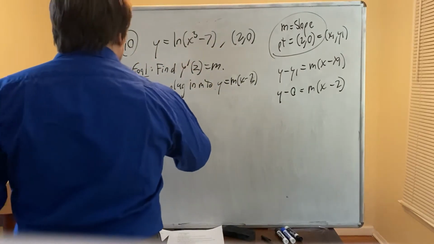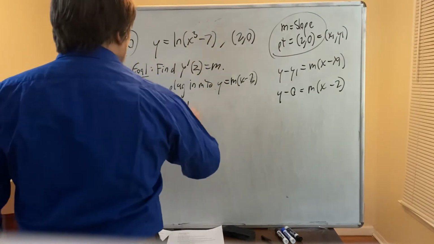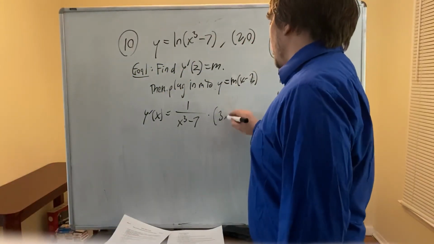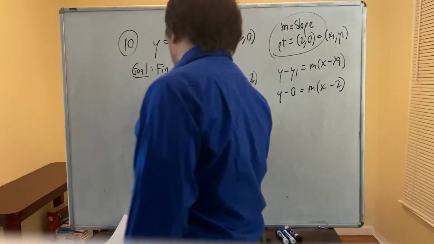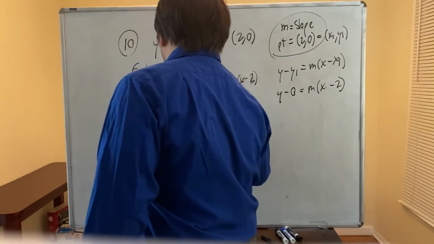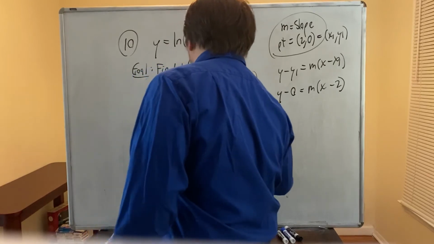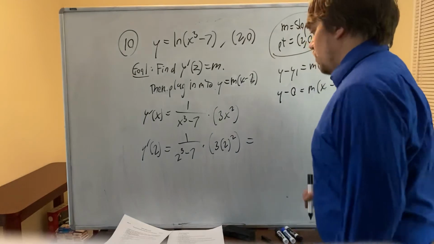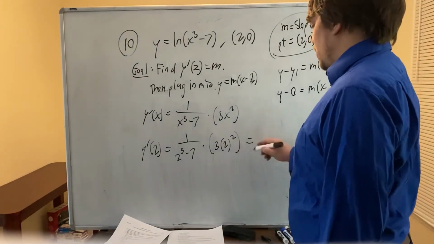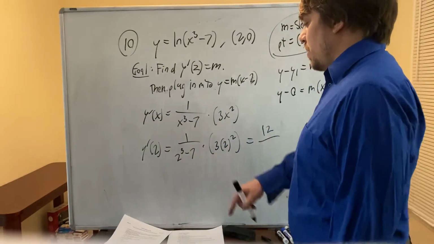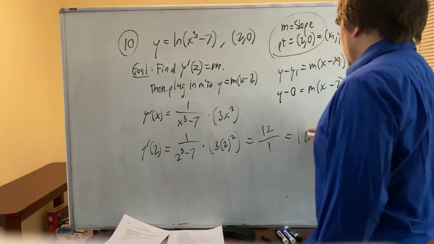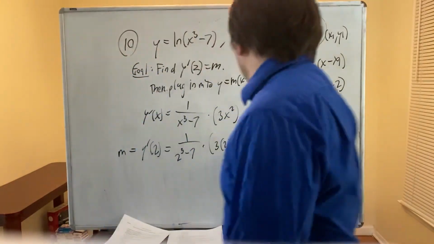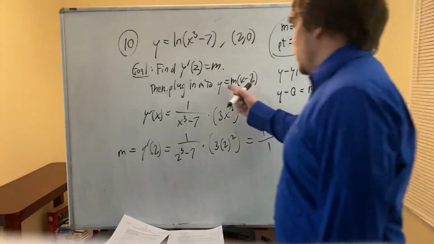So y prime of x, the derivative of that function, is 1 over x cubed minus 7 times the derivative of x cubed minus 7, which is 3x squared. Y prime of 2 is equal to 1 over 2 cubed minus 7 times 3 times 2 squared. 3 times 2 squared is 3 times 4, which is 12. 12 over 2 cubed minus 7, which is 8 minus 7, which is 1. 12 over 1 is 12. So m, which is y prime of 2, is 12. The slope is 12, and so you just plug that in.